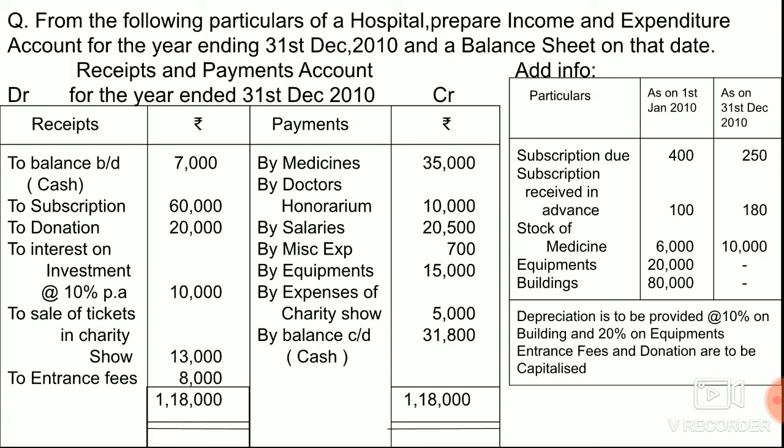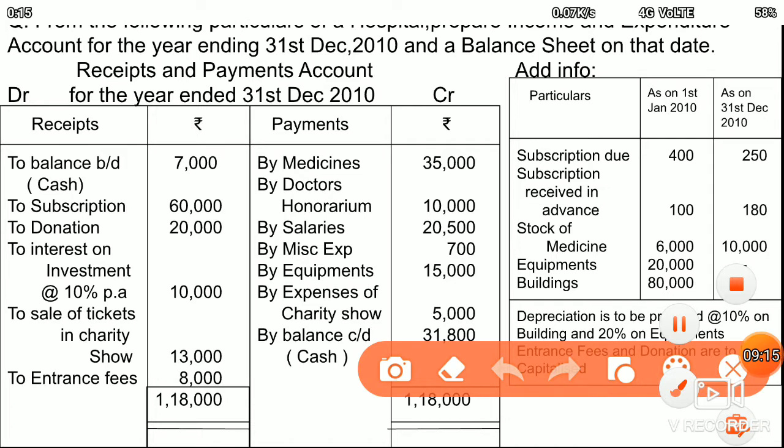Now we will look for the additional information. What are the items which are left? We have equipments, we have to depreciate. So we can see here the opening is 20,000. They have asked us to depreciate equipments by 20%. So we will depreciate that. Even on the purchases also we have to do that. So the new purchase is 15,000. The date is not given to us, so we assume that these purchases are made at the beginning of the year, so we have to provide depreciation for 12 months. The opening also is for 12 months, and the new purchases also will be for 12 months.